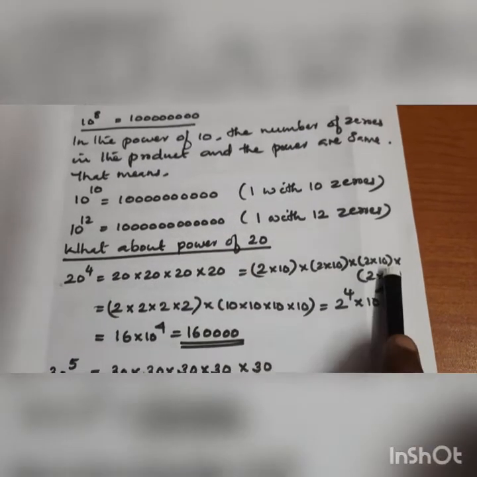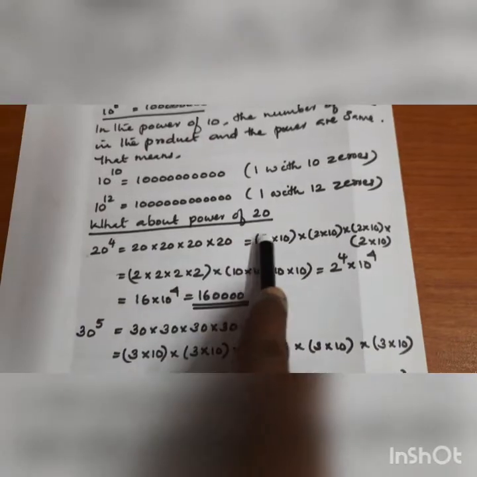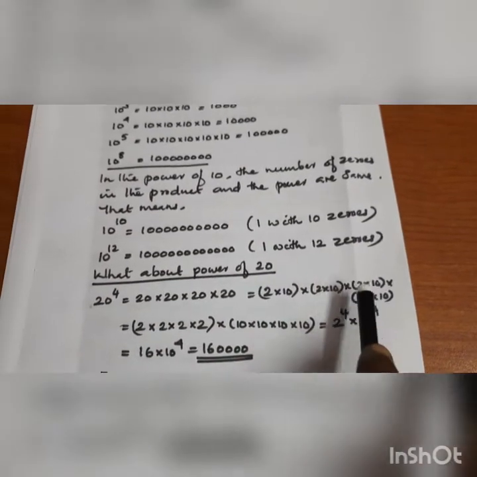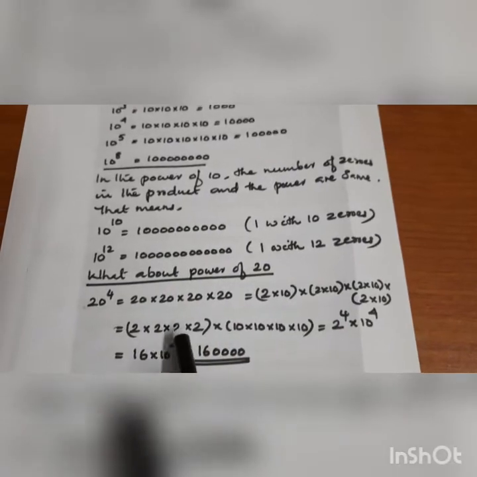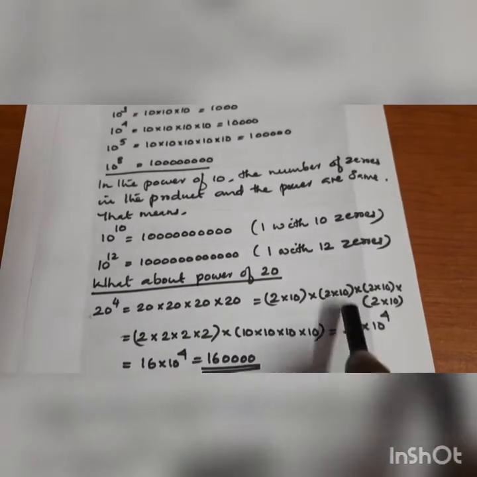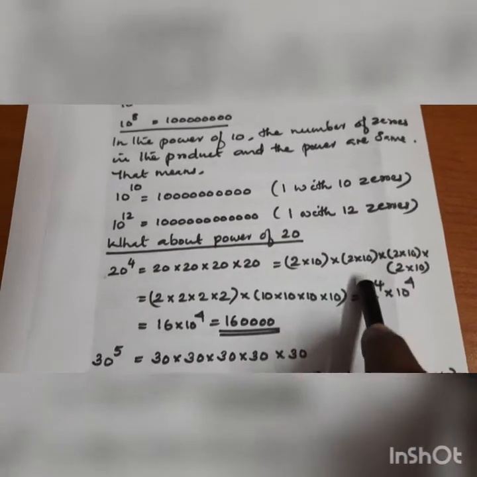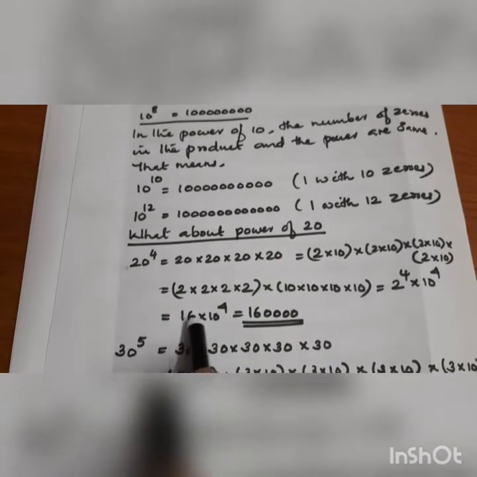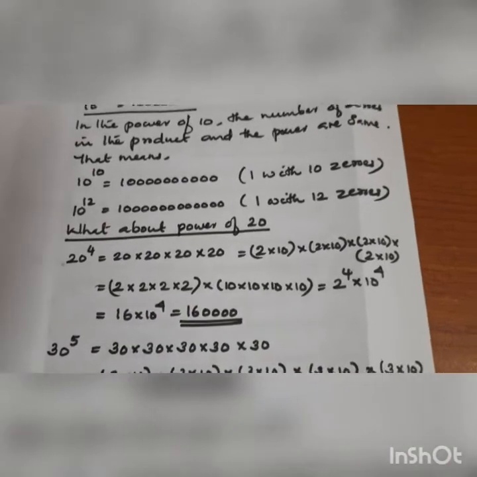Then, after splitting 20 as 2 into 10, group all the 2's. That is 2 into 2 into 2 into 2. Then group the 10's: 10 into 10 into 10 into 10. 2 into 2 into 2 into 2 is equal to 2 raised to 4. 10 into 10 into 10 into 10 is equal to 10 raised to 4. 2 raised to 4 means 16. 10 raised to 4 has 4 zeros. Therefore, 16 and 4 zeros are the answer.